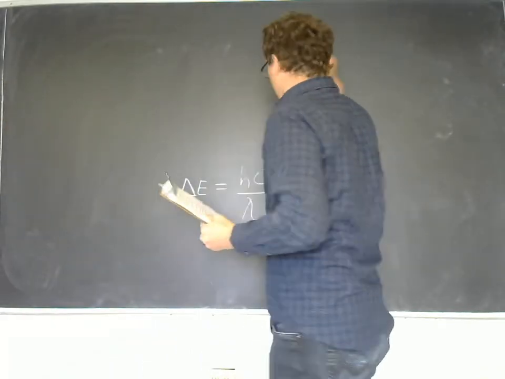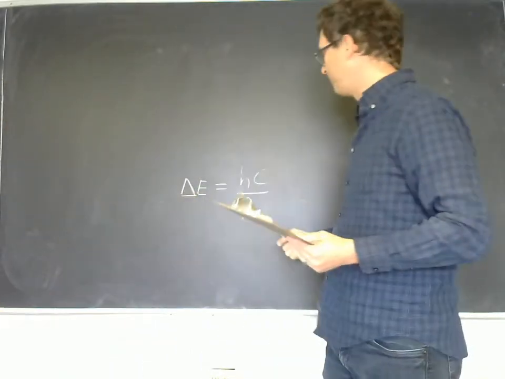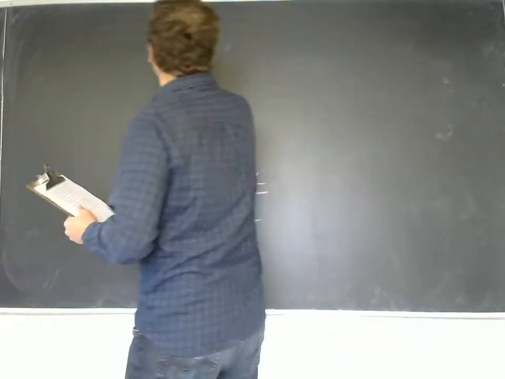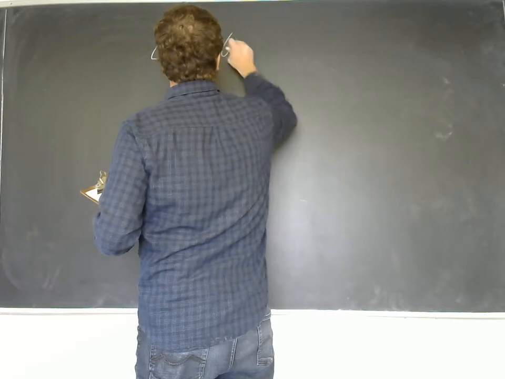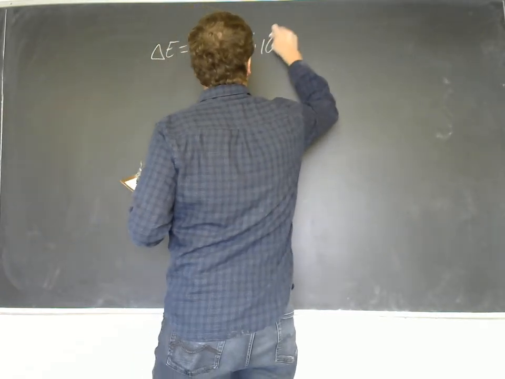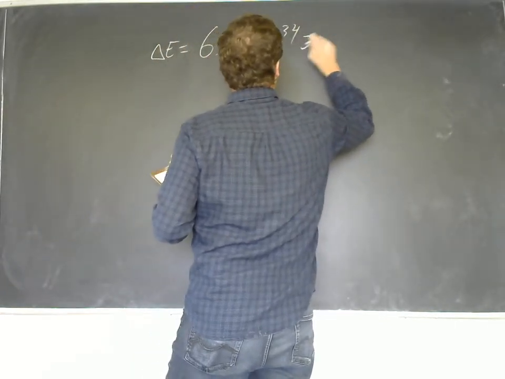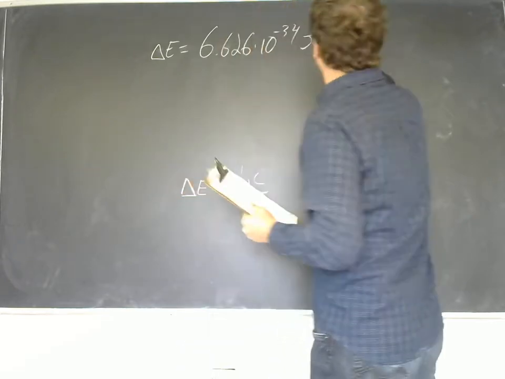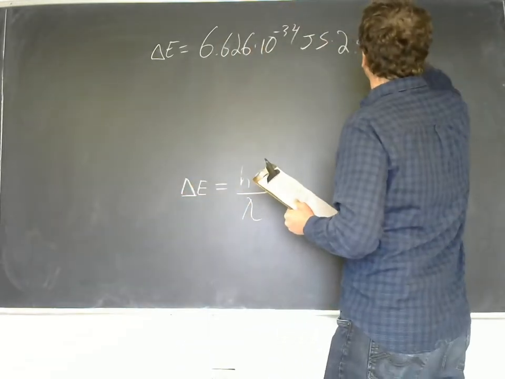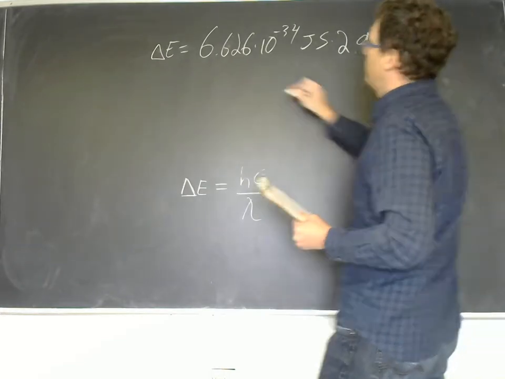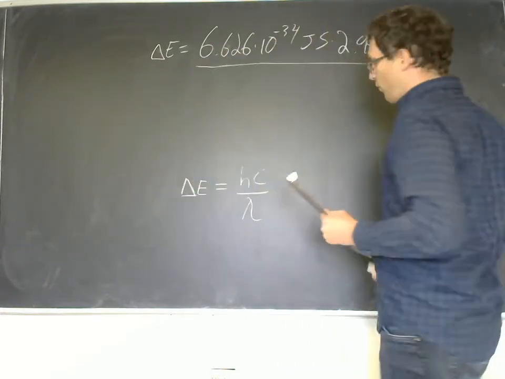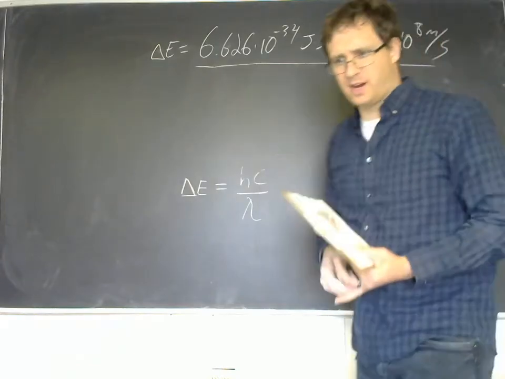So we can rearrange this. Oh no, we don't need to. So delta E is going to equal 6.626 times 10 to the negative 34th joule seconds times C, 2.998 times 10 to the 8th meters per second, over the wavelength of, what was it, 595 nanometers.